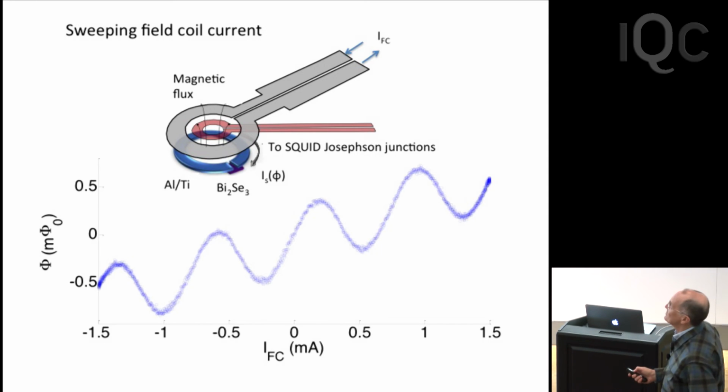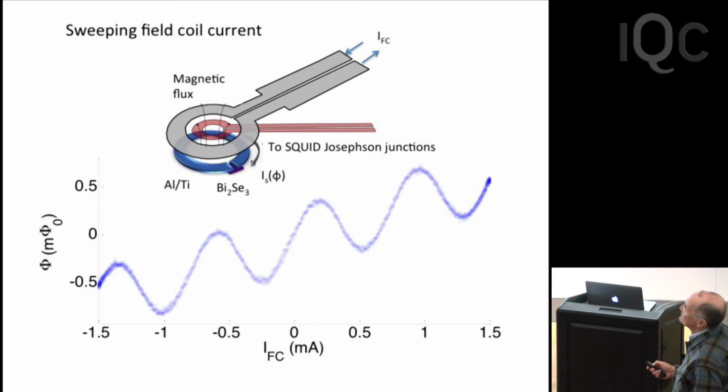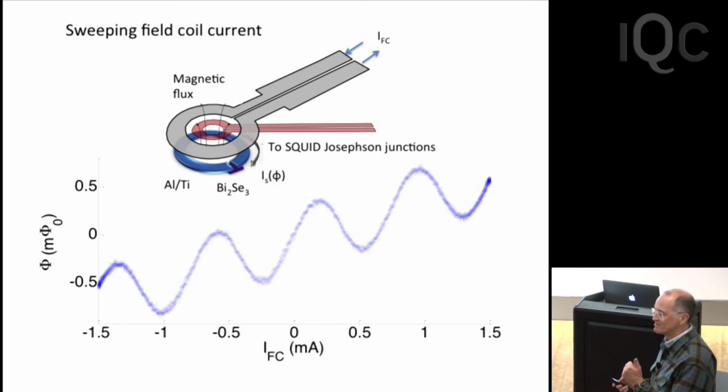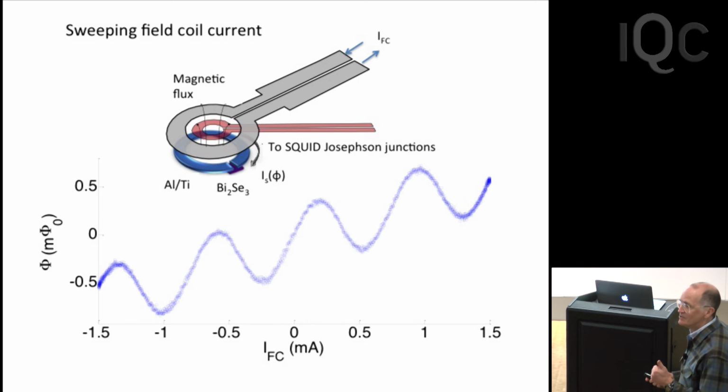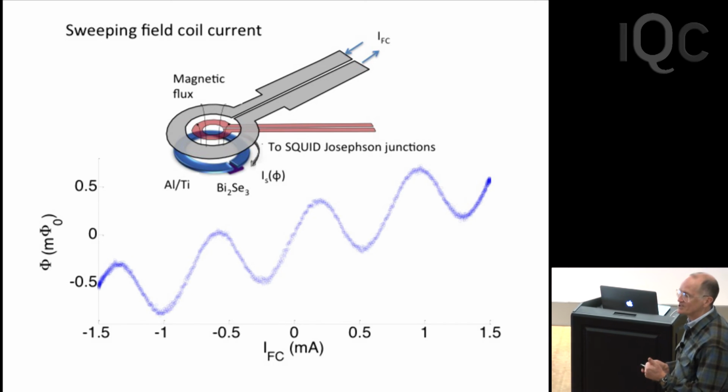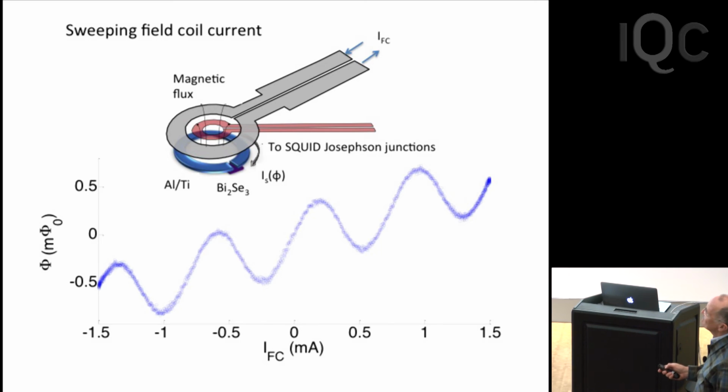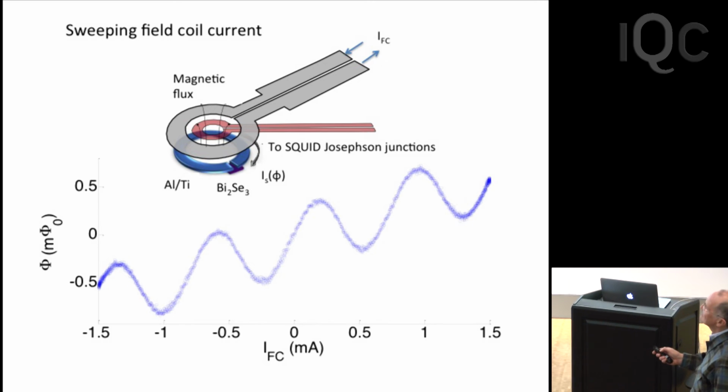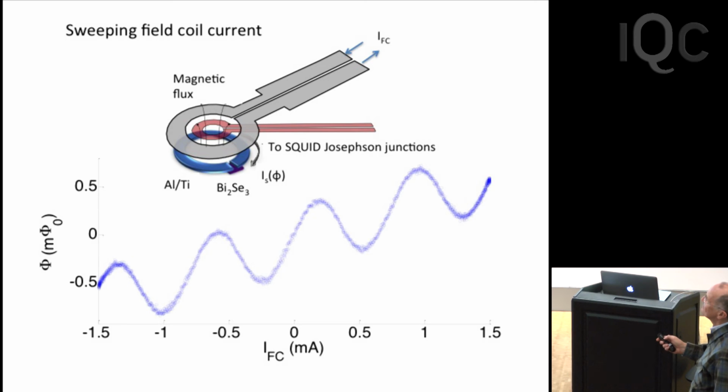So the experimental results looked like this. First I'm going to tell you about two systems, one with bismuth selenide, which is a 3D topological insulator, and then I'll tell you about mercury telluride, which is a two-dimensional topological insulator. In the case of the 3D topological insulator, what Ilya found is that as he swept the current through this field coil, he saw a sinusoidal flux threading through the pickup loop.